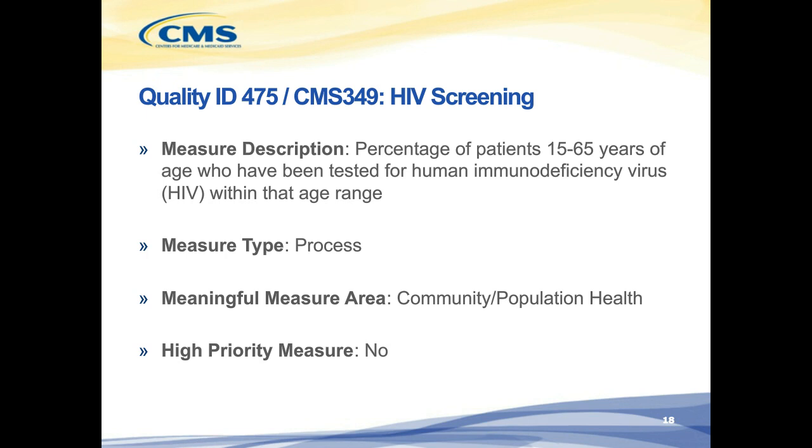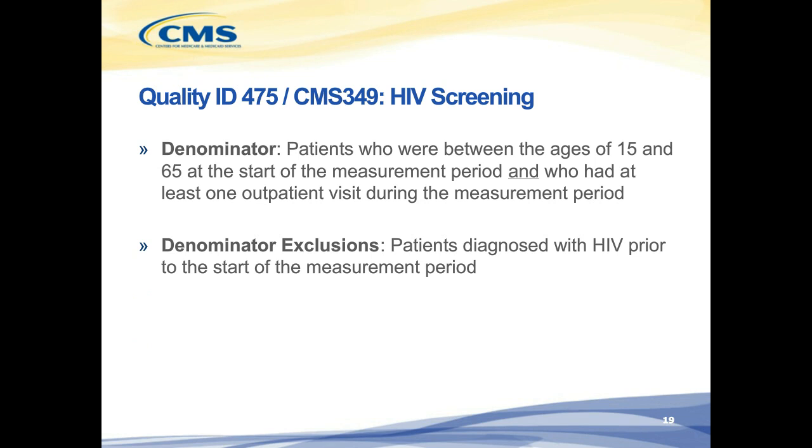The denominator for the measure is patients who are between the ages of 15 and 65 at the start of the measurement period and who had at least one outpatient visit during the measurement period. The denominator exclusions are patients diagnosed with HIV prior to the start of the measurement period. There are no other exclusions for the denominator.